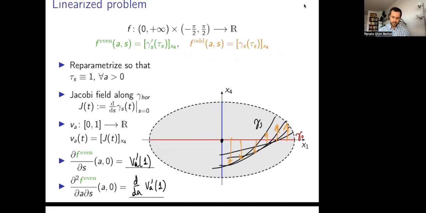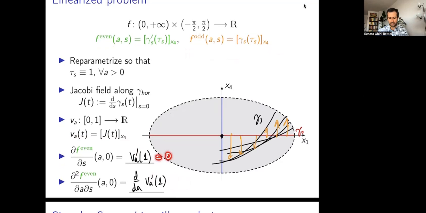Crandall-Rabinowitz states that if this is 0 and if this is not 0, then that's sufficient for bifurcation. This being 0 means that the horizontal geodesic is degenerate at that instant. This being non-zero is enough to show that there's a change in the Morse index, and then a new branch of solutions is born.